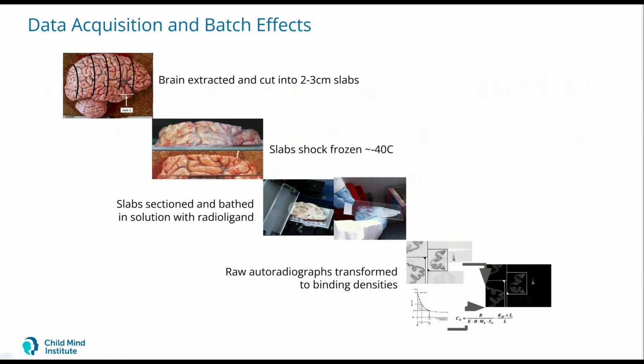For those who haven't seen earlier iterations of this talk, I'll quickly go through the data acquisition so we're all on the same page. Basically, we begin with a fresh brain. The brains have to be fresh because if you chemically fix them, then they can degrade the receptors that we're trying to measure. The brains are cut into 2 to 3 centimeter slabs, each of which is individually shock frozen and then sectioned. The sections, which are effectively 2D, are then bathed in a solution that contains a radioligand that will bind to the target receptors, and we can then digitize those to produce actual images of the receptor binding.